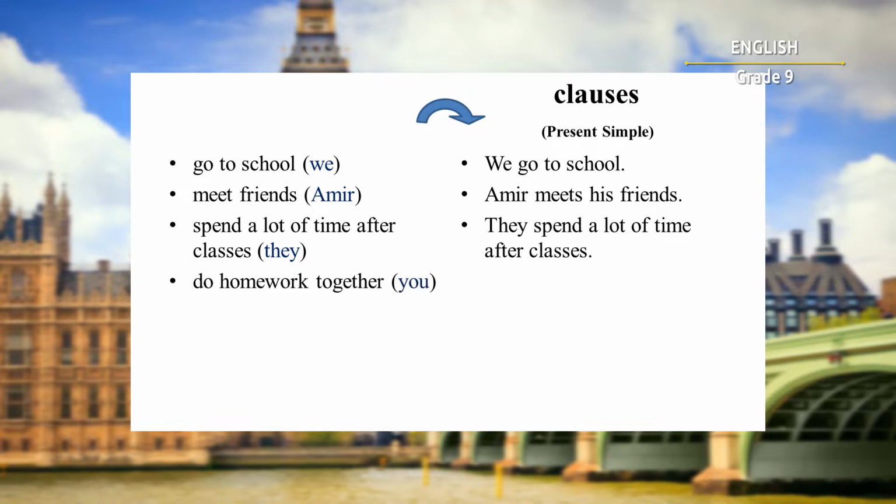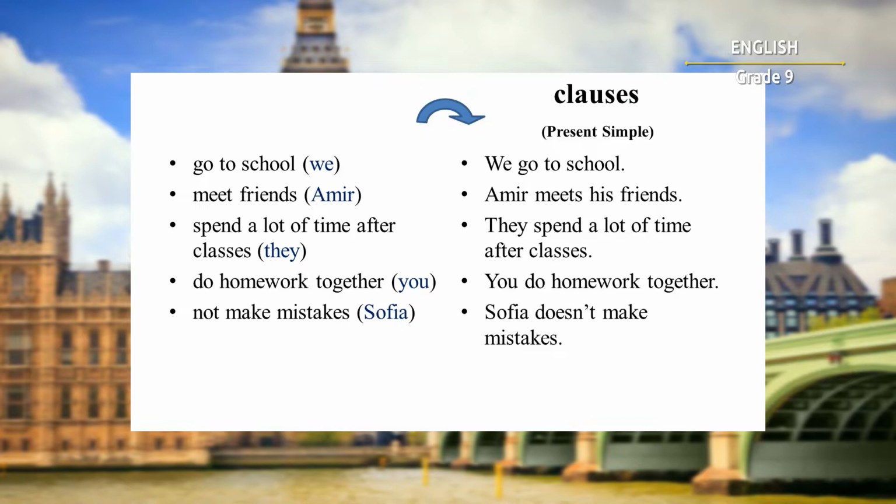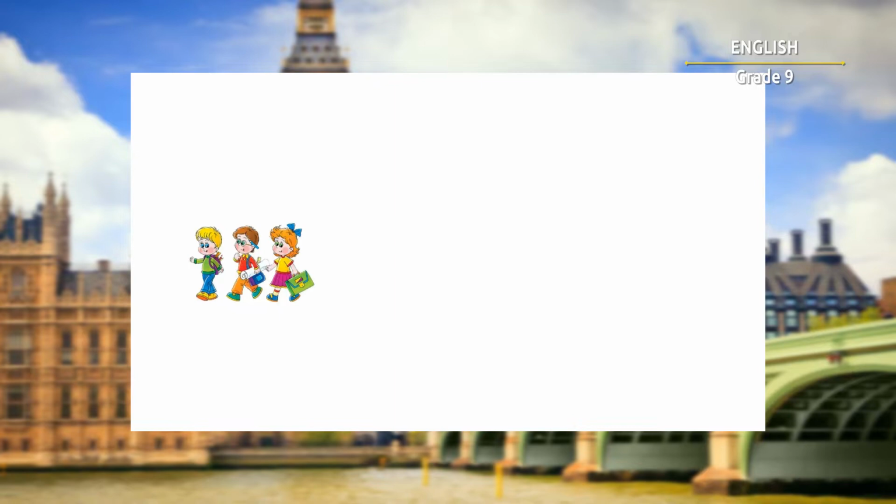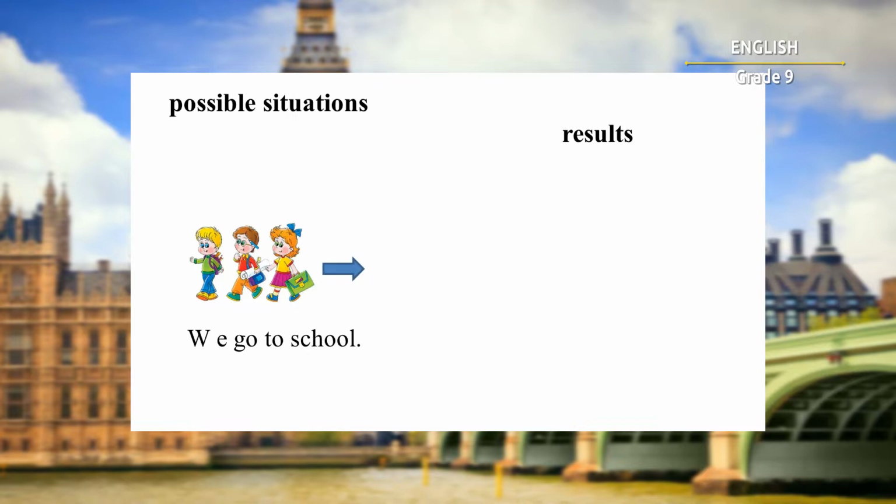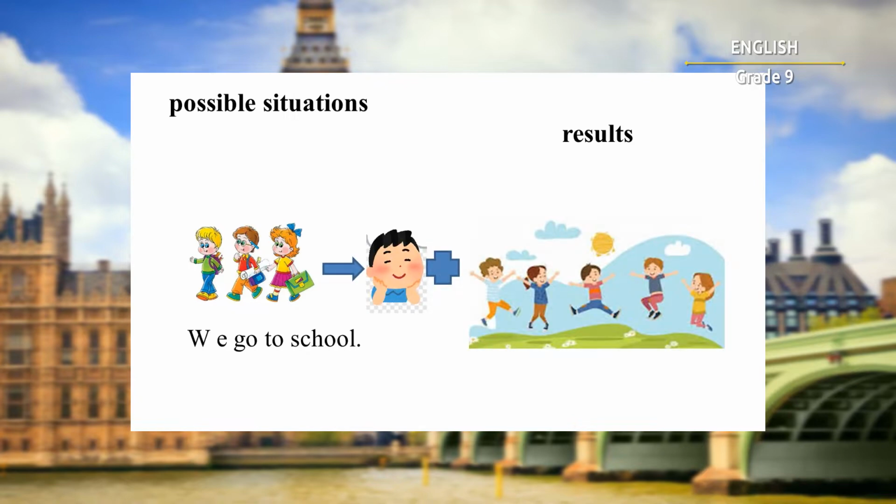Do homework together, you. You do homework together. Not make mistakes, Sofia. Sofia doesn't make mistakes. Be happy, teachers. Teachers are happy. Now, let's think about results after these situations. For example, we go to school. The result is Amir meets his friends.